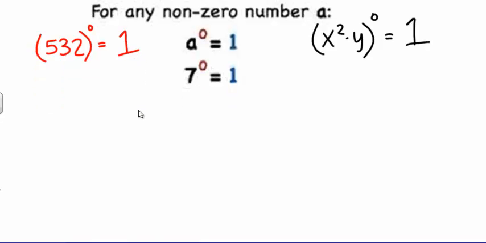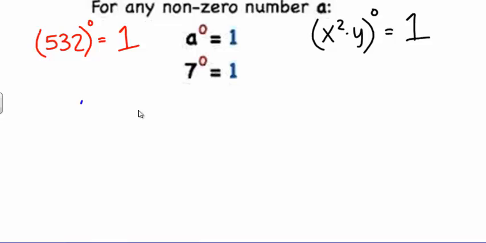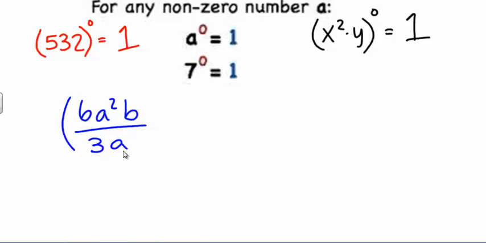We could even make up something crazy, such as 6a squared times b divided by 3a, to the 0th power, and all of that will still leave us with just 1. Anything to the 0 power is always, always, always 1.